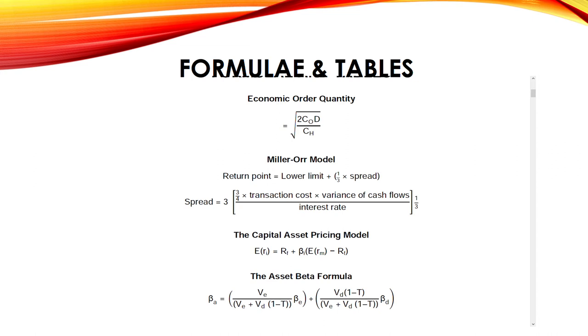Economic order quantity we can see. Miller-Orr model we can see. With these two, right, the capital asset pricing model and the asset beta formula. Out of these four, the last two, the capital asset pricing model and the asset beta formula, you have to remember for the long term. Why? Because if you are planning to take AFM, advanced financial management, these two formulas will be heavily used there. So the first two will not come, but the last two will come.